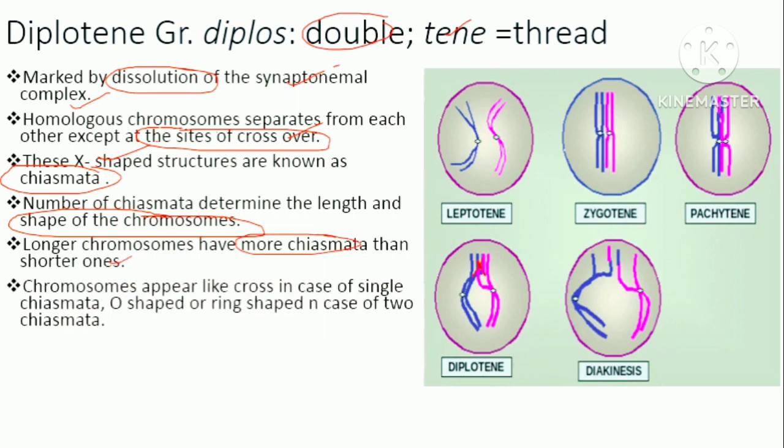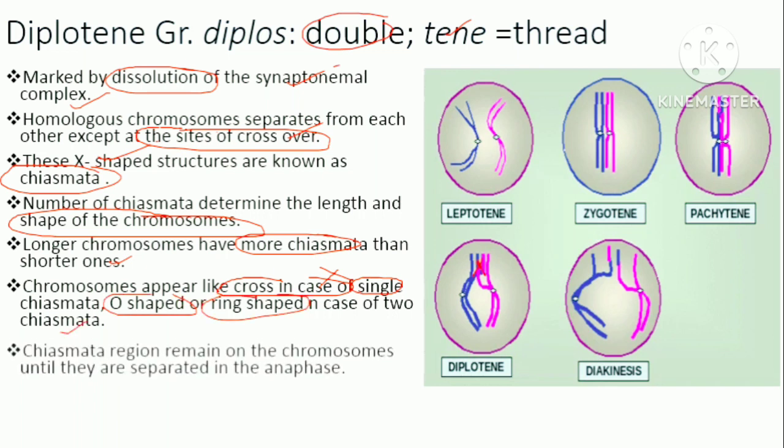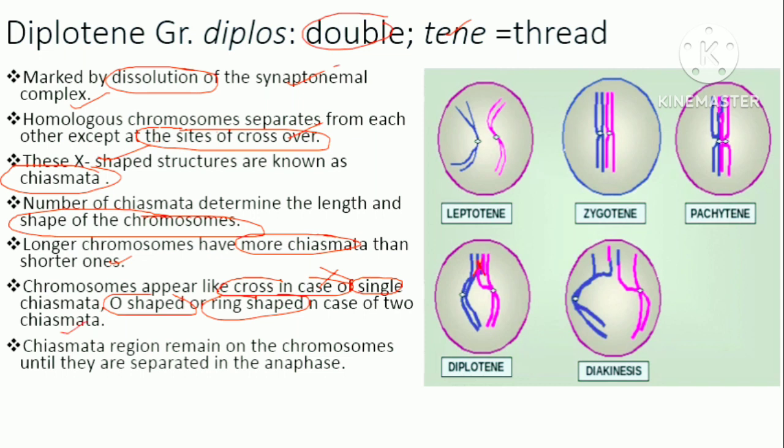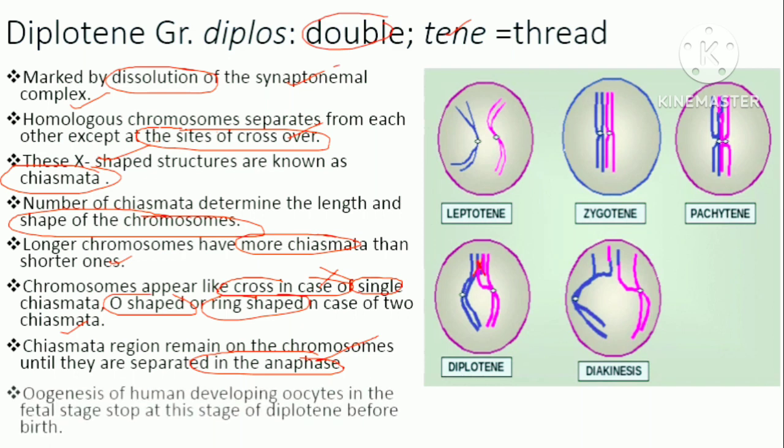The chromosomes appear like a cross in case of a single chiasma. When there is a single crossing over, it gives the appearance of a cross. But when there are two crossovers, it gives the appearance of an O or ring-shaped structure. So the chiasmata regions remain on the chromosome, and the chromosomes stay attached at the chiasmata until the start of anaphase.